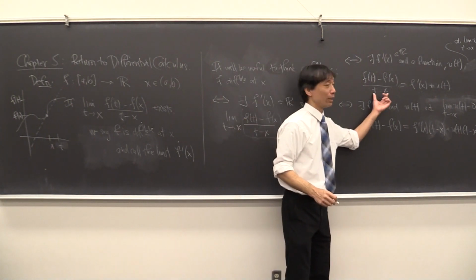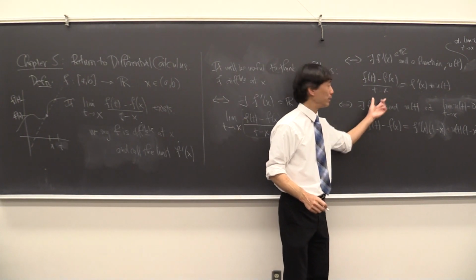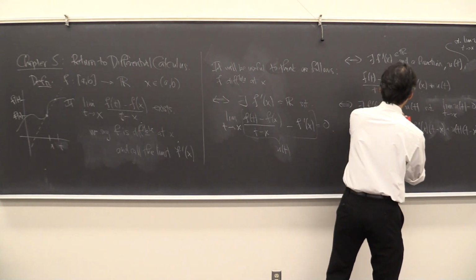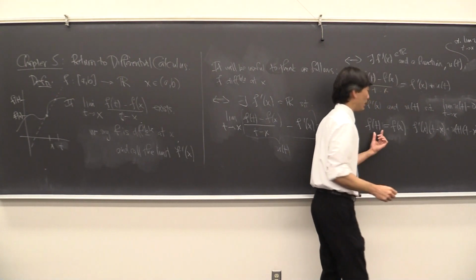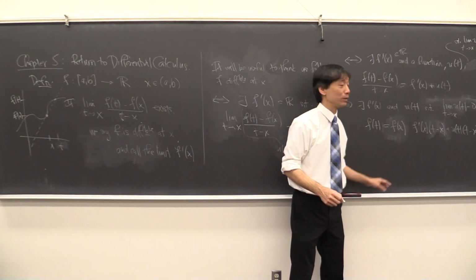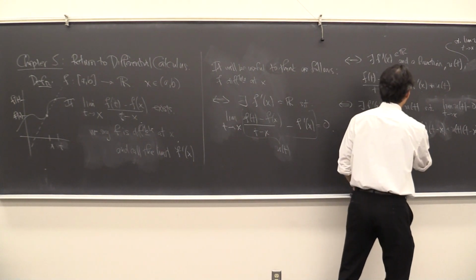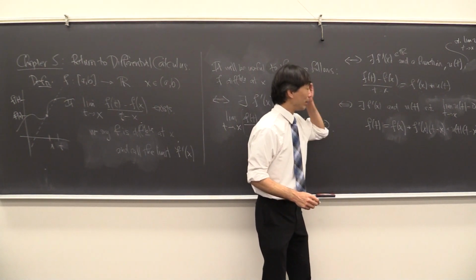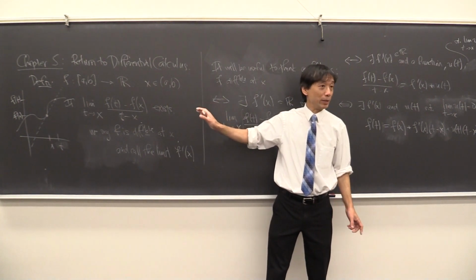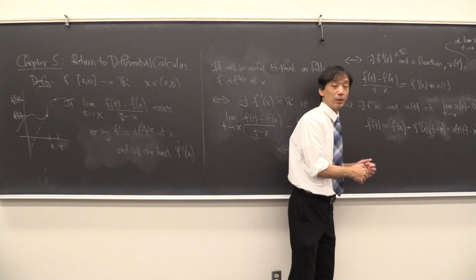Okay, so I'm just multiplying through by t minus x. Actually, let me move the f of x to the other side. Right, so I have minus f of x. I'm just going to add f of x to the other side. Okay, so we've taken our regular definition of differentiability and just rearranged it a little bit.